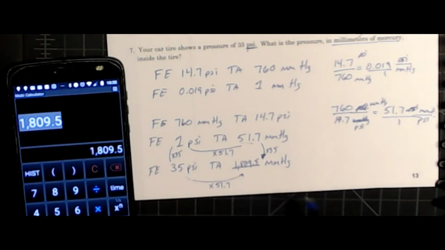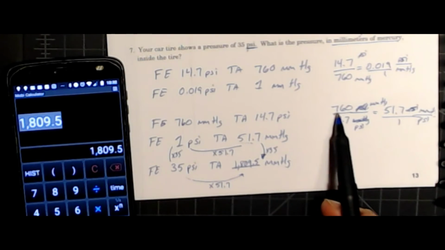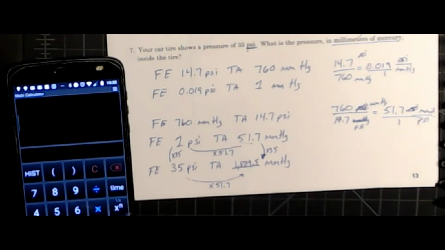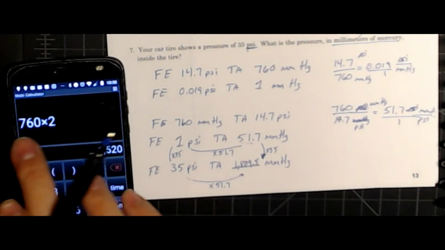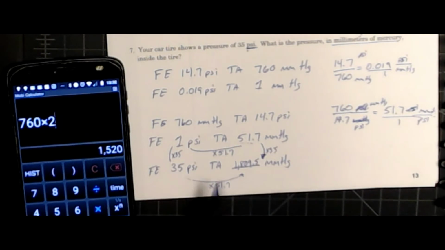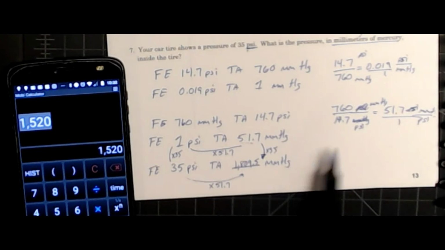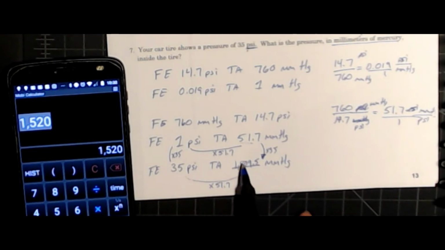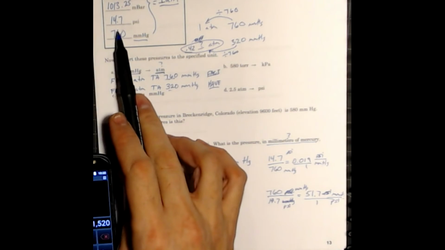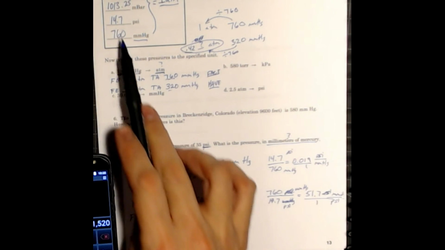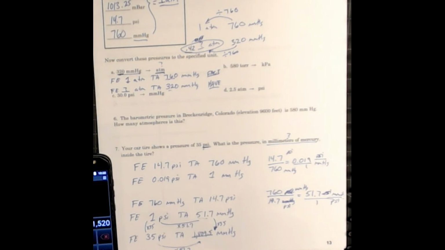And let's think if our 1,809.5 number makes sense. Well, 1,809 is some amount more than double 760. Double 760 would be, let's just think about that, 760 times 2. I'm just thinking 700 times 2 is 1,400. About 1,520. So we're a little bit more than double. Well, that makes sense too, right? 35 is a little bit more than double 14.7. So that kind of makes sense, and we're on the right track. It's another way to check just to make sure things make sense.